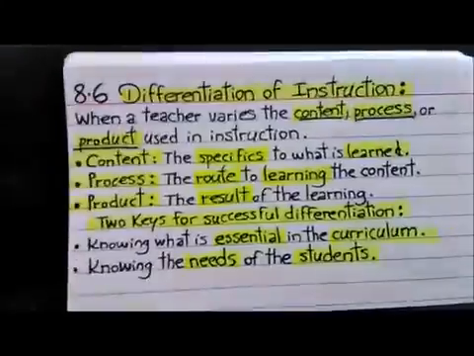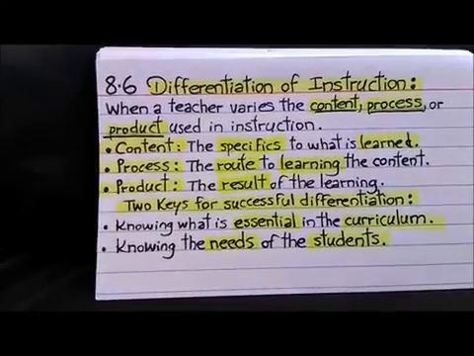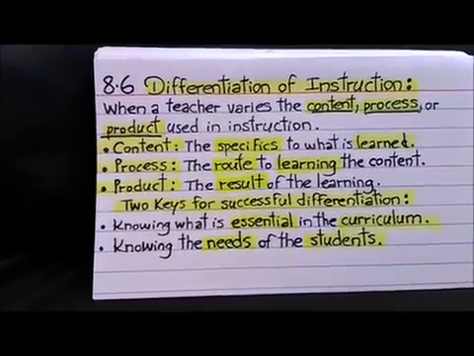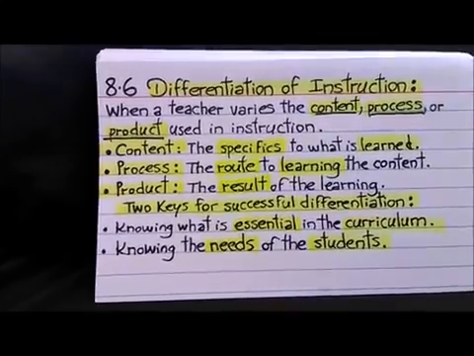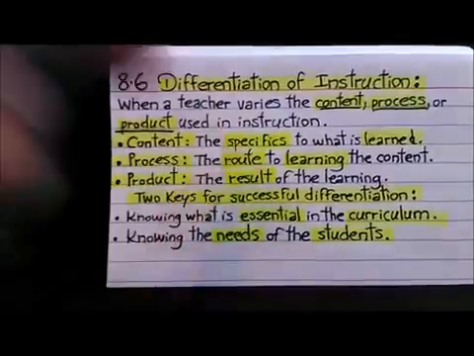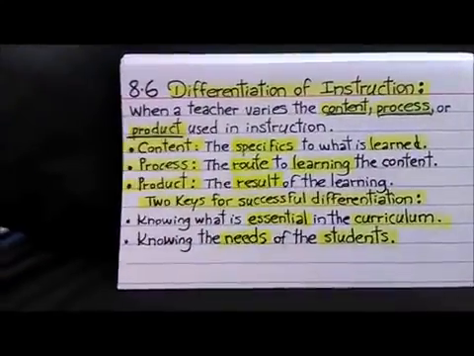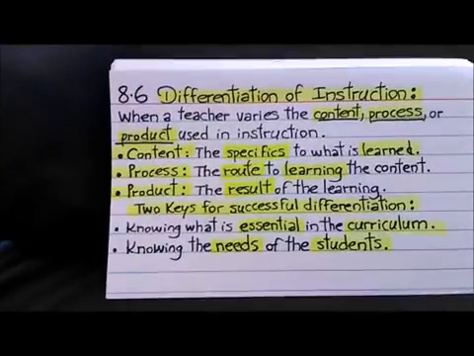8.6, let's see. Differentiation of instruction. When a teacher varies the content, process, or product used in instruction. Content, process, product. The specific to what is learned, that's content. Process, the route to learning. Product, the result of the learning.